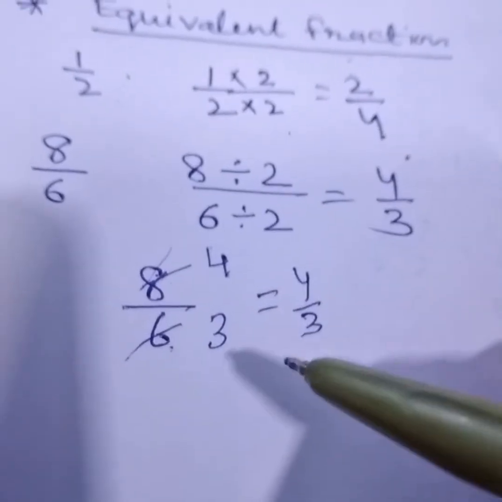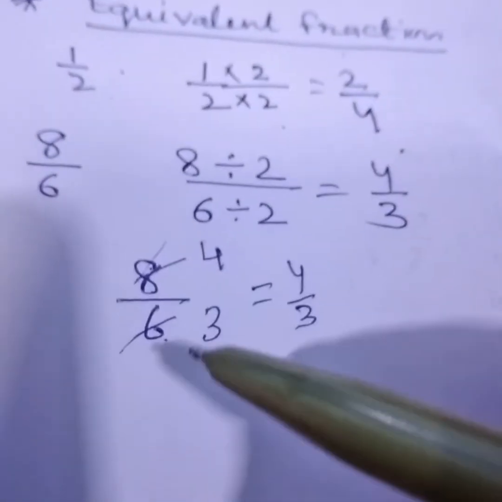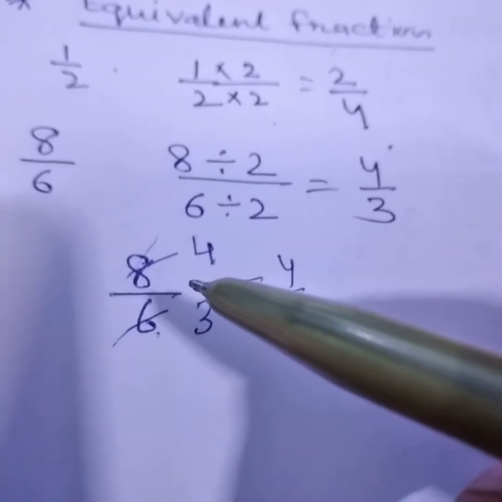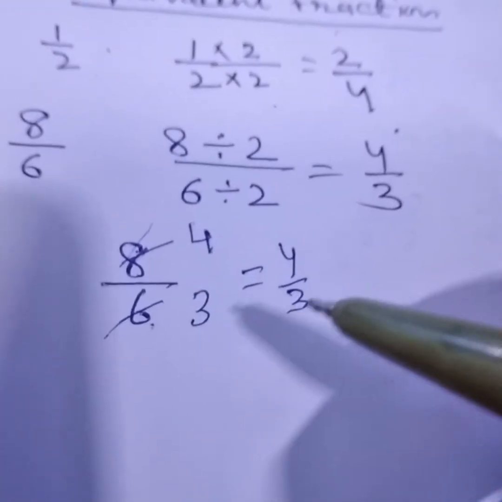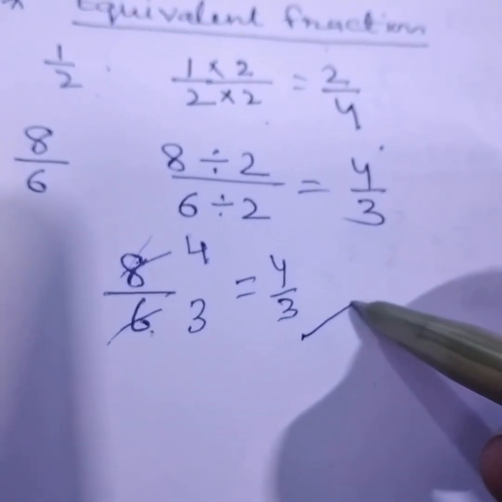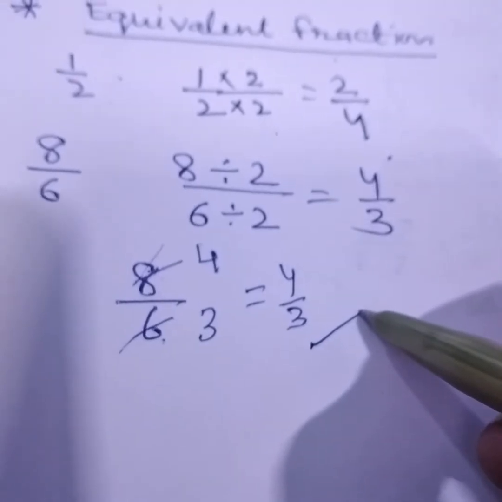This is the main thing: if we divide the numerator and denominator both by a common digit, it is an equivalent fraction. This one is also a method to find out the equivalent fraction.